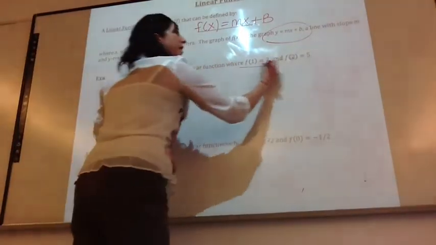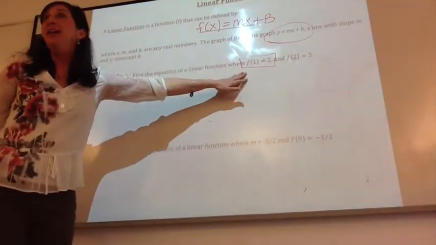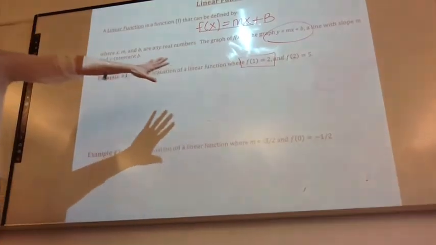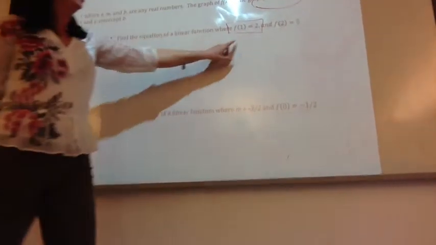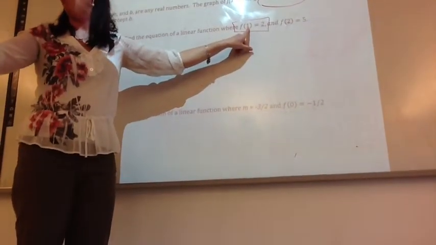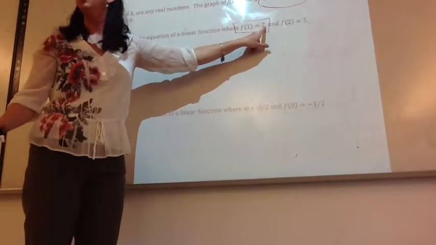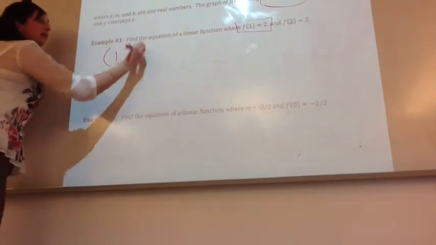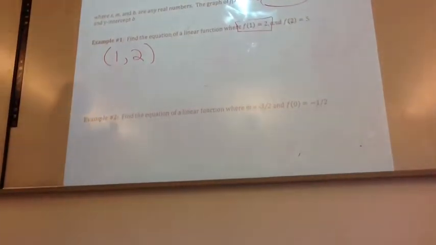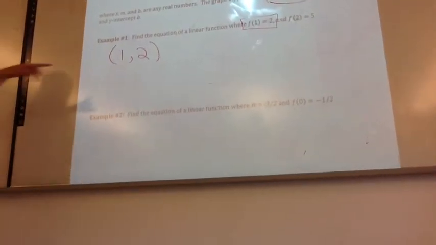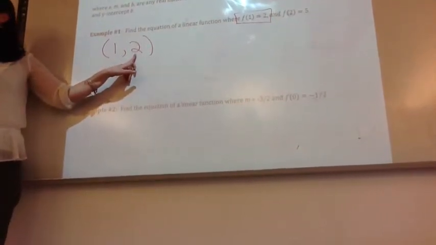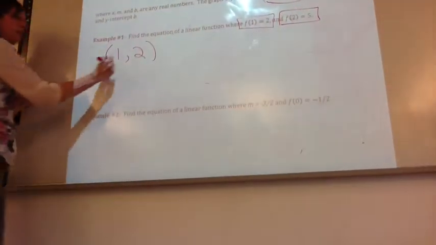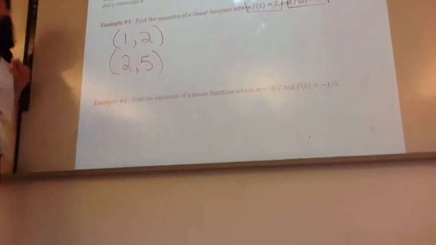So watch up here. If this says f of 1 equals 2, what coordinate pair is this giving you? When you put in 1 for x, you get out 2. So what you want to write to the side here is that the coordinate point 1, 2 is on your line. Input, domain, output, range. So what's the other point? 2, 5. And now you can all take it from here, I would hope.